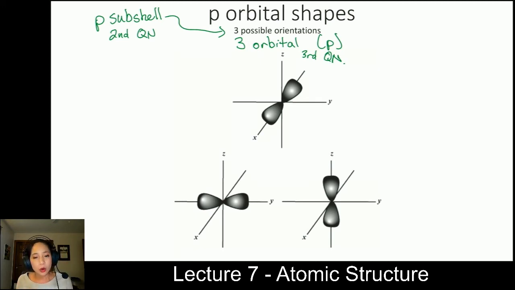And again, I will only ever ask you to know our s orbital shape and our p orbital shape. If you want to know, the d orbital shape looks kind of funny. It's like 2 figure 8s put together like that. And our f orbital shape is even more complex. It has even more lobes than the 2 lobes on our p orbital and 4 on our d orbital. But again, you only have to know s and p.